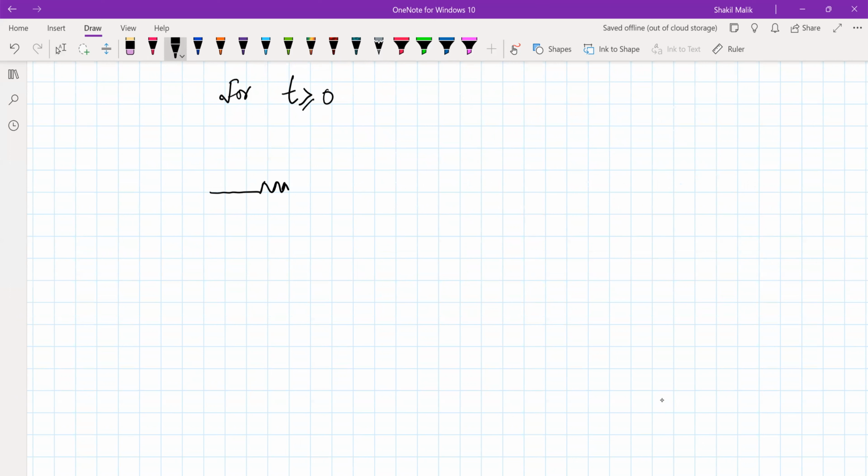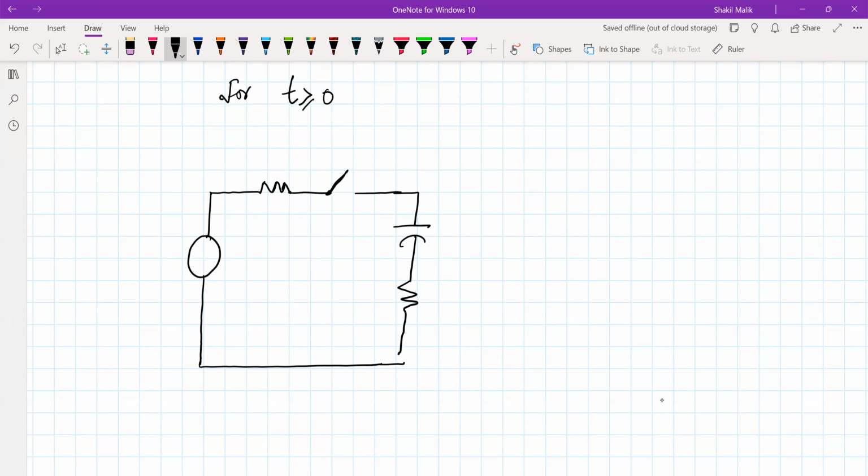The switch is now open for t greater than 0, and we have a voltage source here, a capacitor here, and a resistor here. We have an inductor and resistor in series, and our goal is to find i of t for t greater than 0. The value of this capacitor is 0.02 farad, and this is 3 ohm.